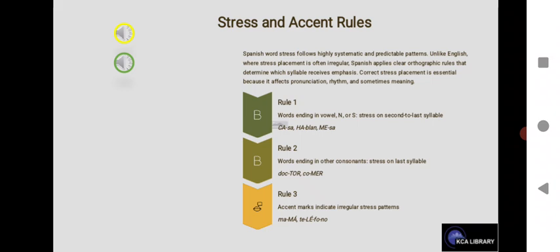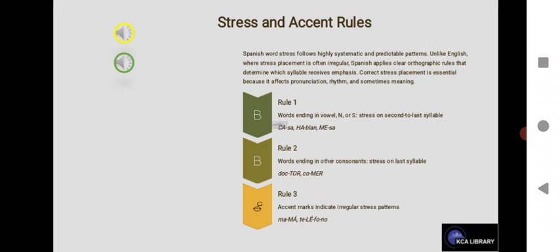The main stress rules are: words ending in a vowel, N, or S are stressed on the second to last syllable. Examples: cosa, joven, libros. Words ending in other consonants are stressed on the last syllable.